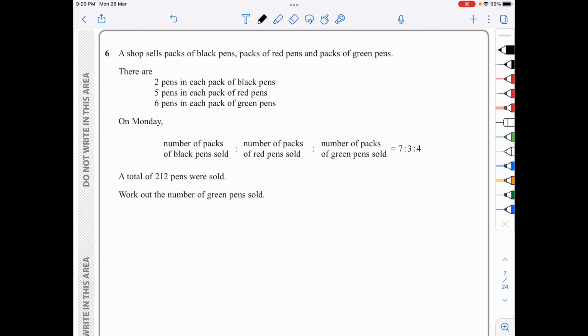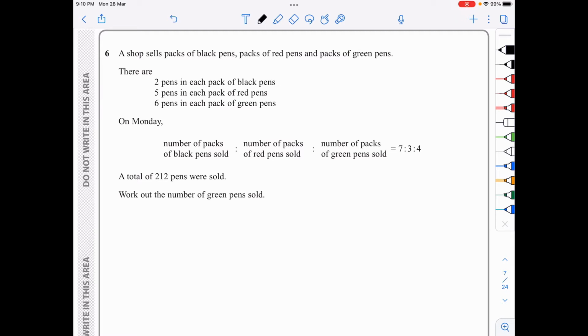In question 6, we've got a shop that's selling packs of black pens, red pens, and packs of green pens. We know that there are 2 pens in each pack of black pens, 5 pens in each pack of red pens and 6 pens in each pack of green pens. And we've got the ratio of the number of packs sold, which is 7 to 3 to 4 for black to red to green. We know that a total of 212 pens have been sold. So we need to work out the number of green pens sold.